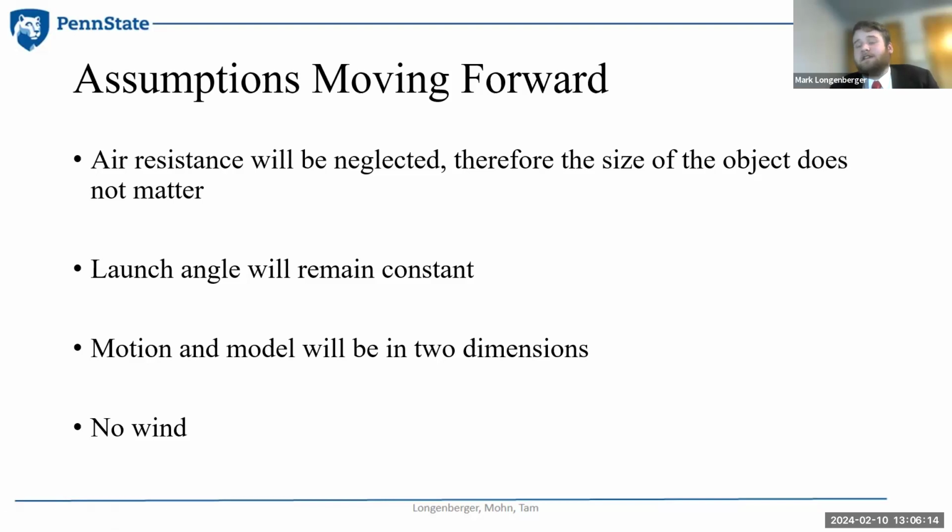Motion and the model itself will be restrained to 2 dimensions. It just made actually simulating the food object and Fritz itself a little simpler. And finally, we decided to not model wind, since wind was going to change each throw and was going to add some randomness to our final model.